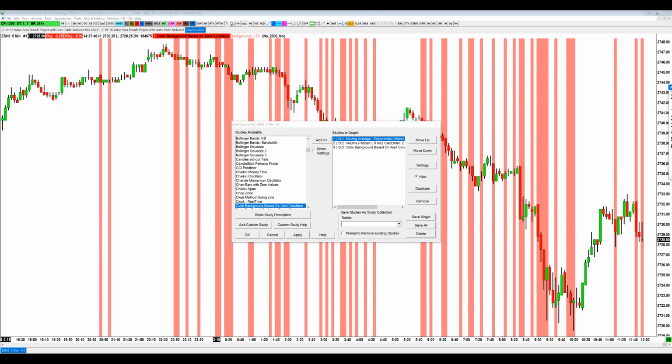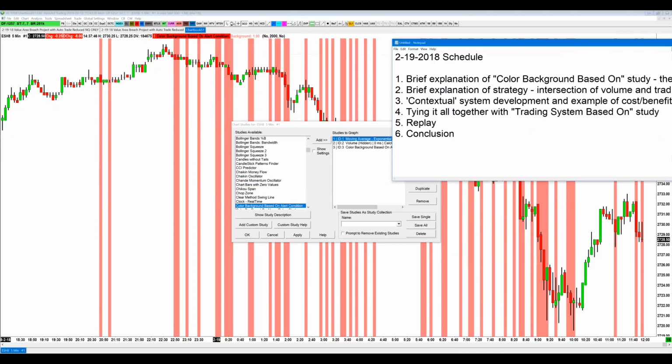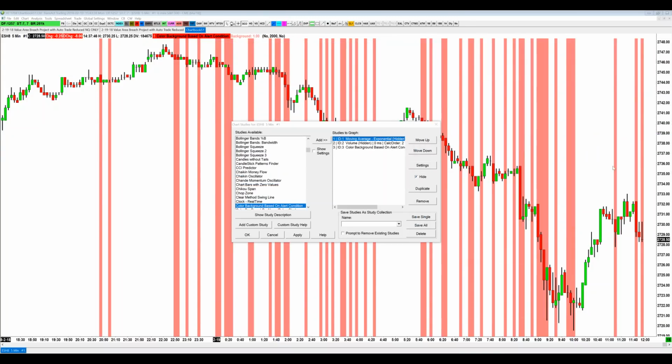This is, in our list of things to cover, a brief explanation of the color background based on study. And this is what I would consider the why. This is why we use the study. It's to simplify the decision-making process, get you to the point where you're actually going to get into the position yourself or through an automated entry a little bit quicker. It's not an attempt to reduce you only to being a red light, green light trader. To me, it's just a useful exercise.